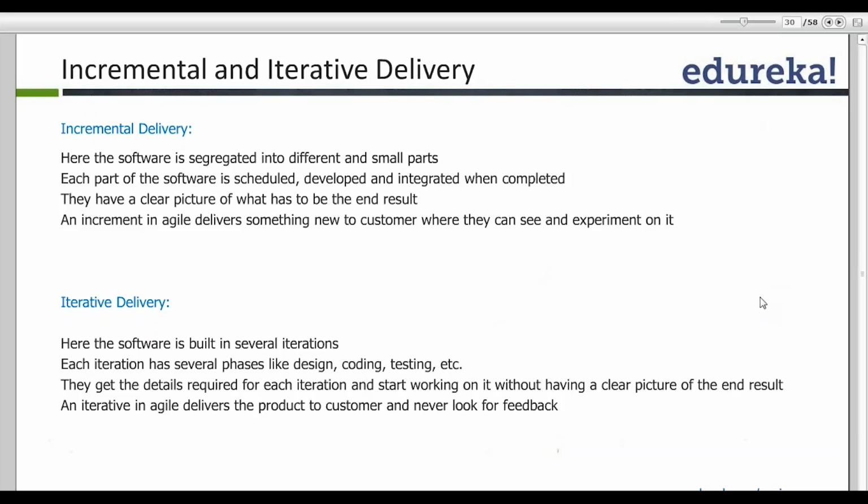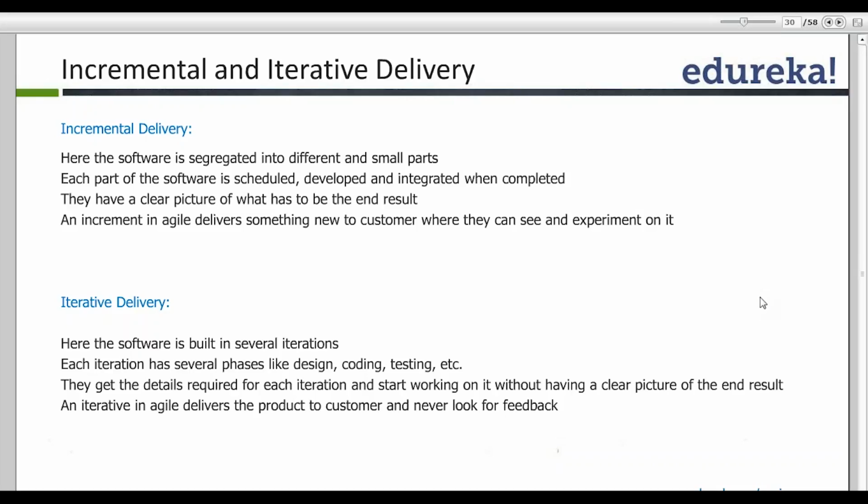What happens in iterative delivery is we divide the project into iterations. We say at the end of iteration 1, I will have cash withdrawal facility. At the end of iteration 2, I will have deposit. At the end of iteration 3, I will have pin change. At the end of iteration 4, I will have a cash withdrawal facility which is enhanced.